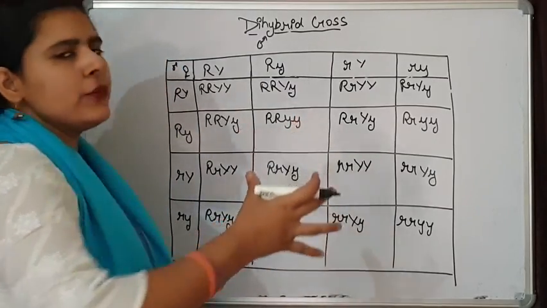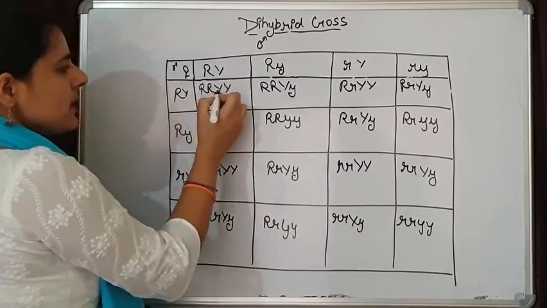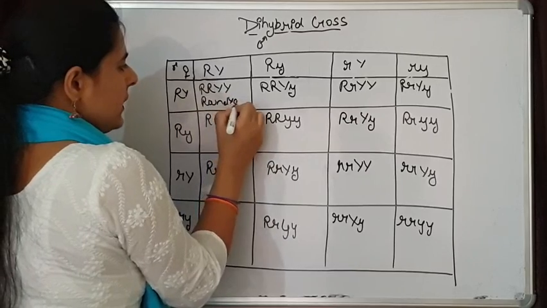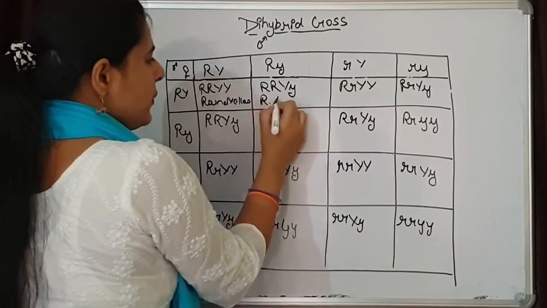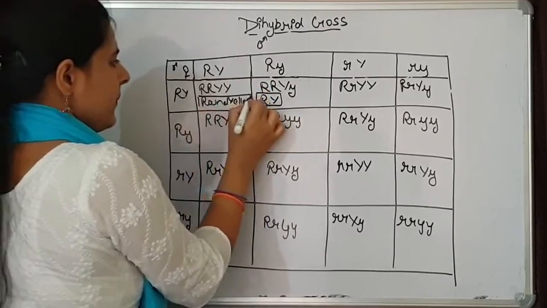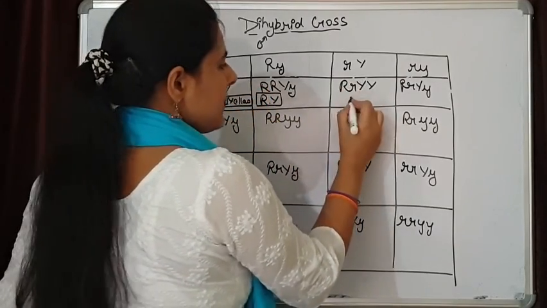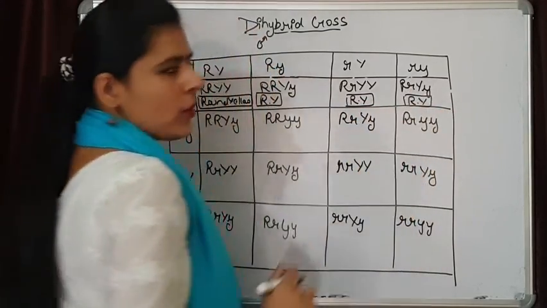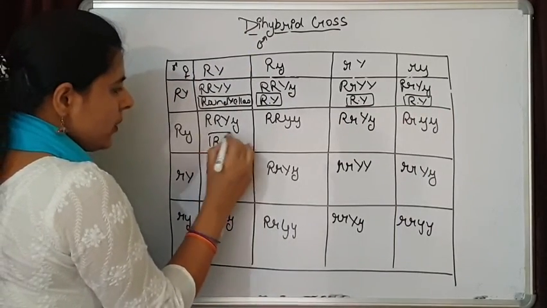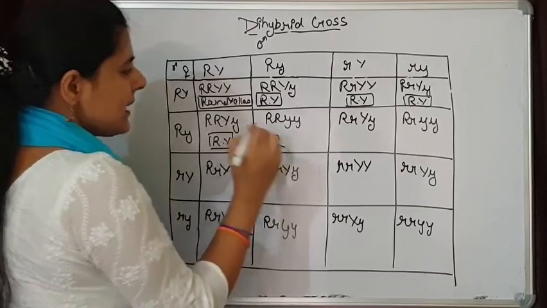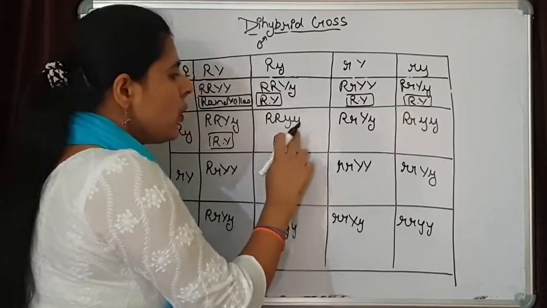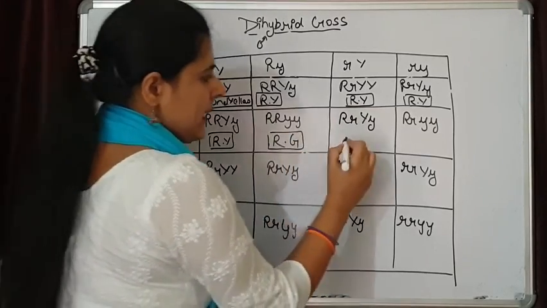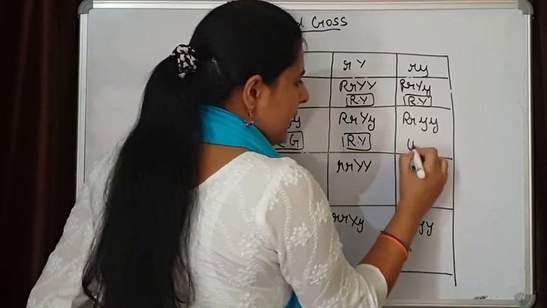And if you want to know their phenotype, here one dominant R is present and dominant Y is present, so these plants will be round yellow. Round yellow. Again round yellow. Here also capital R and capital Y are there, so round yellow. Again round yellow because both dominants are present. Round yellow. Here capital R is present, that's why I am writing round. But no capital Y is present, that means it is showing green color of cotyledon. Again round yellow. Round and green.